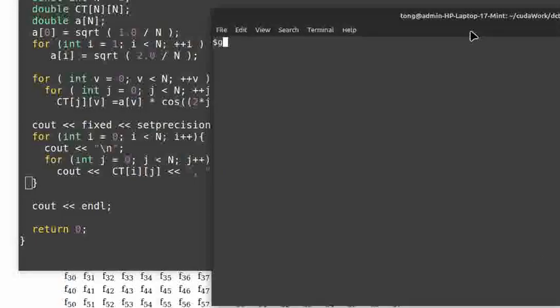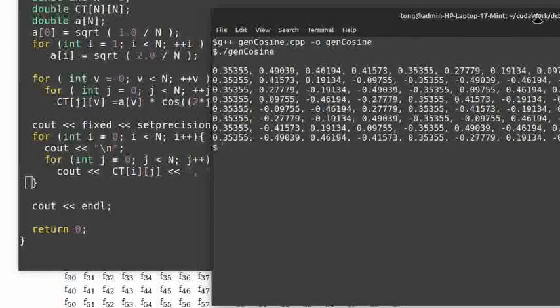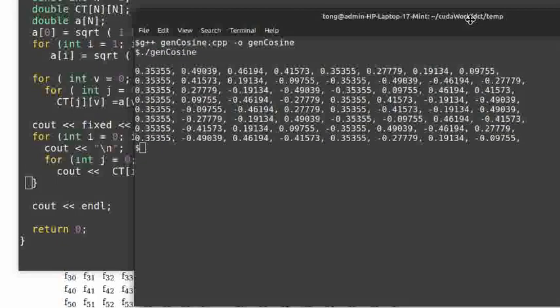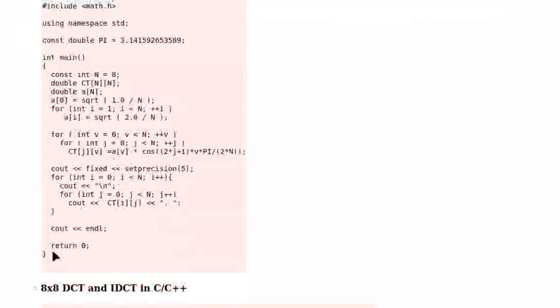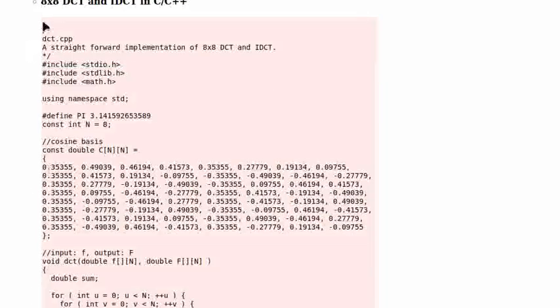So we say g++ gen -o, and when executed, it will generate these 8 by 8 matrix values. And we can use these values to implement an 8 times 8 DCT and IDCT program.